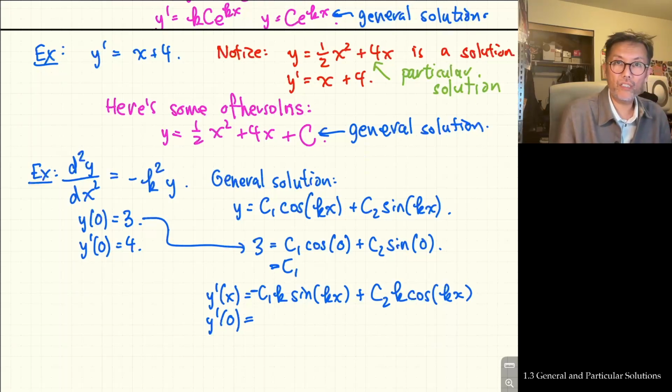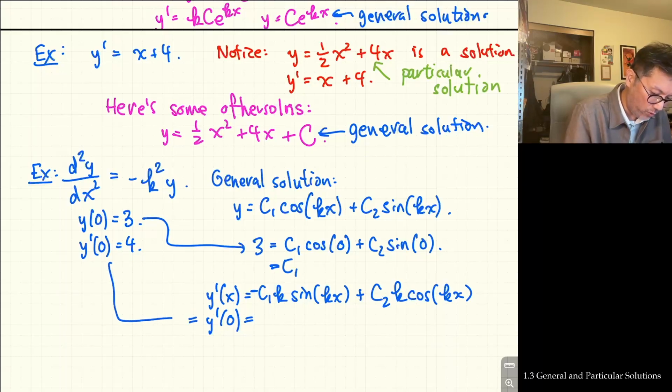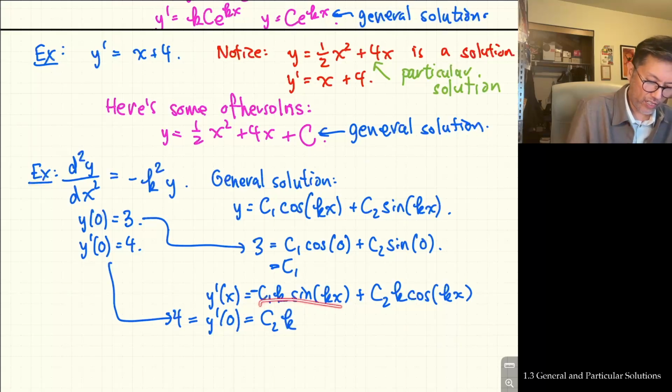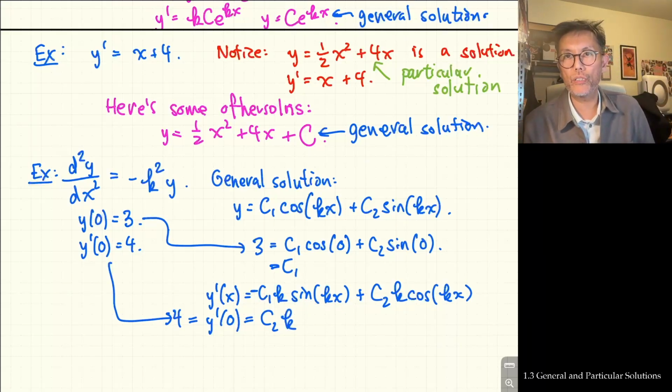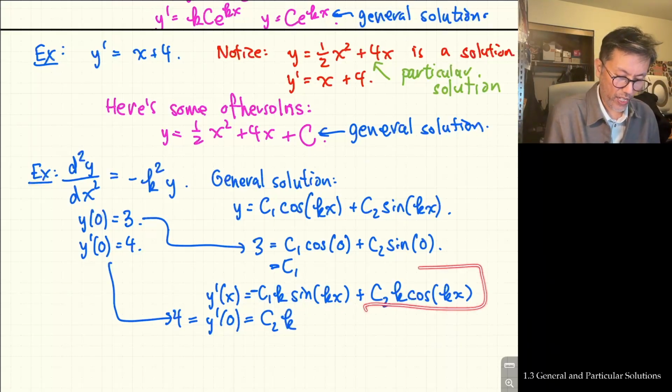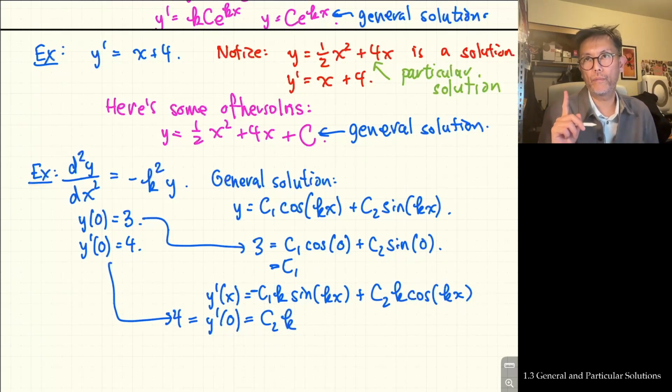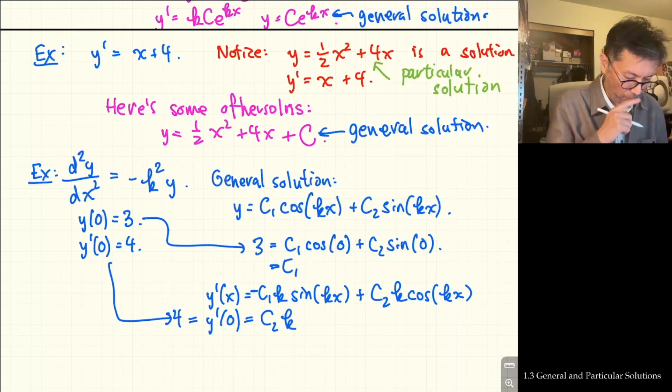And that kills the sine term. That keeps the cosine term. And what we get is that y prime of 0, which, by the way, is specified to be 4, is equal to C2k. Remember, sine of 0, this term, dies when x is equal to 0. This term survives, and it's equal to the C2k, because cosine of kx is equal to 1. So we're left with this.